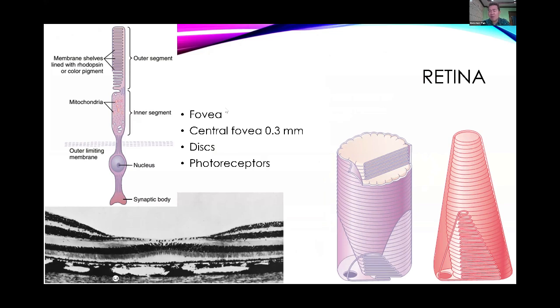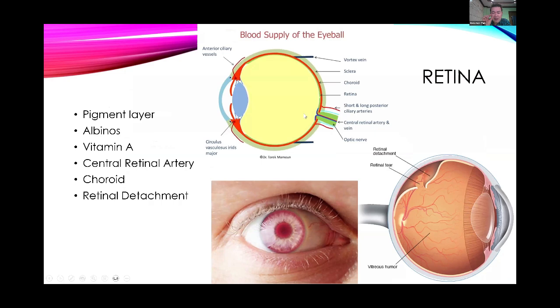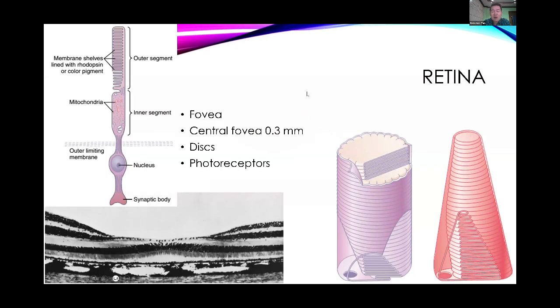What did I tell you about the fovea? Fovea is a part of the retina with the highest visual acuity, particularly which part of the fovea, which is just 0.3 millimeter in diameter. Maliit lang siya. It is the central fovea.